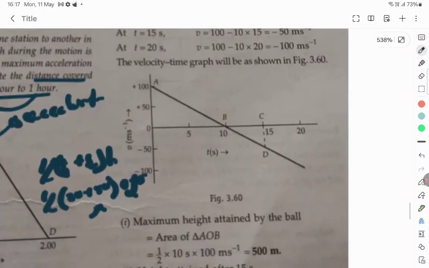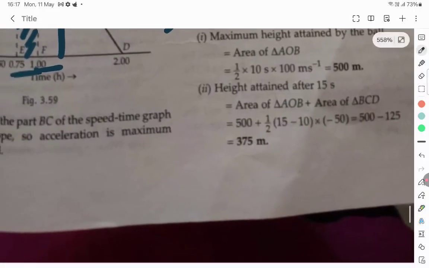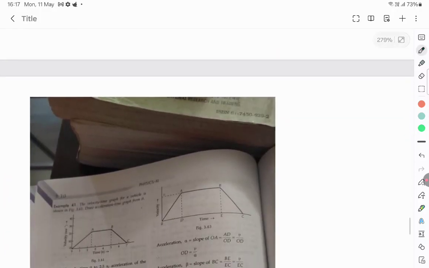So there are many graphs which have been given like this. I'm sure you can try the sums on your own and understand and do it.